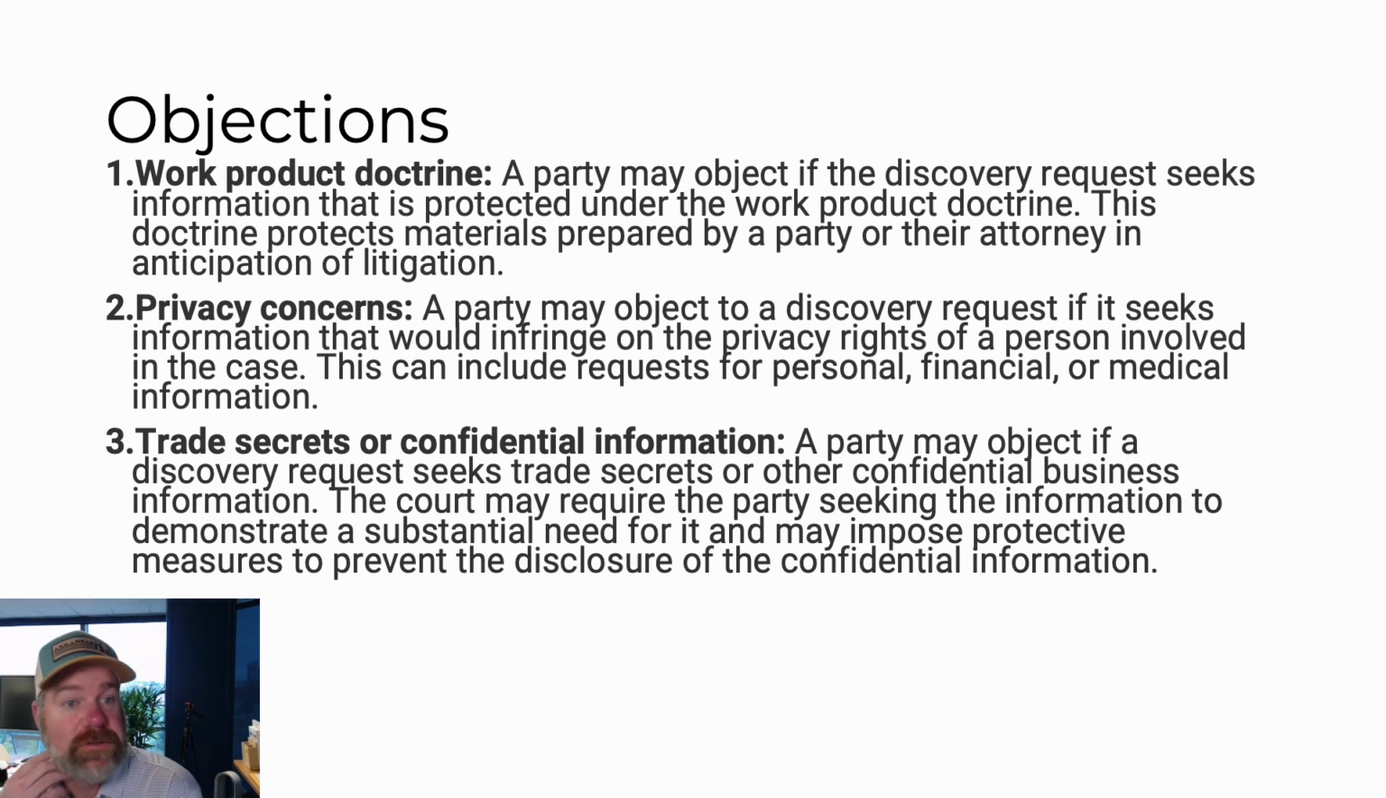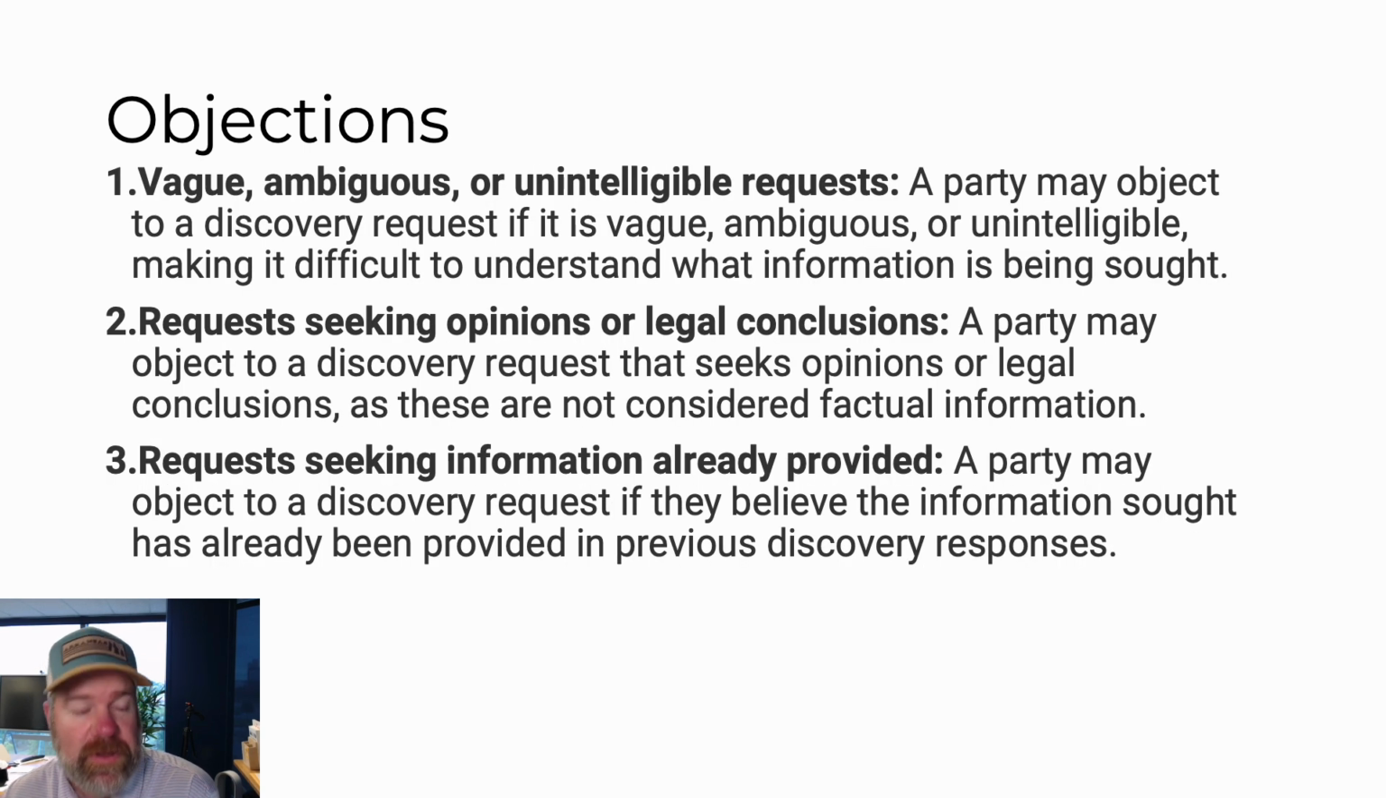The work product doctrine. This is about if you're doing something to prepare for litigation. So that would typically be in the context of between you and a lawyer. You can also object for privacy reasons. Typically this is going to come in more as a relevancy thing, but it covers trade secrets or confidential information. Vague or ambiguous is about when you're just not sure what they're saying, so you want them to give you a more specific request.